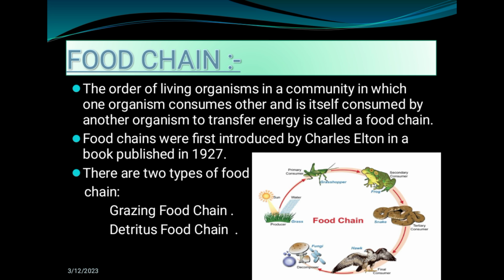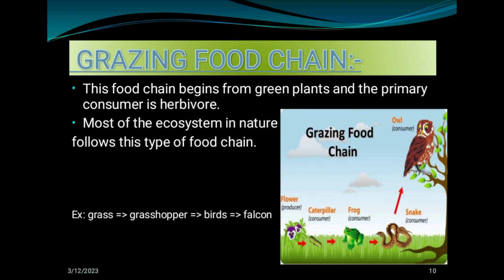This picture is food chain, grazing food chain. This food chain begins from green plants and the primary consumer is herbivore. Most of the ecosystems in nature follow this type of food chain.